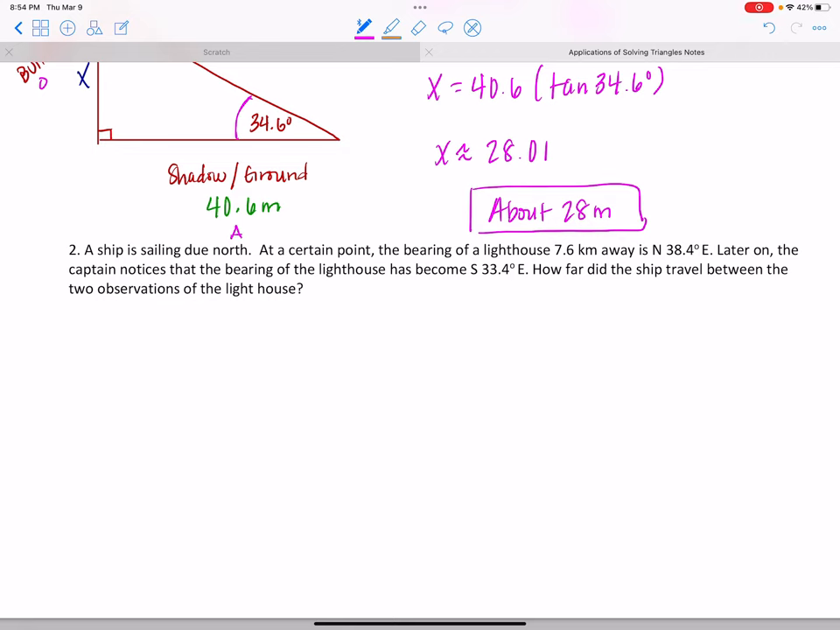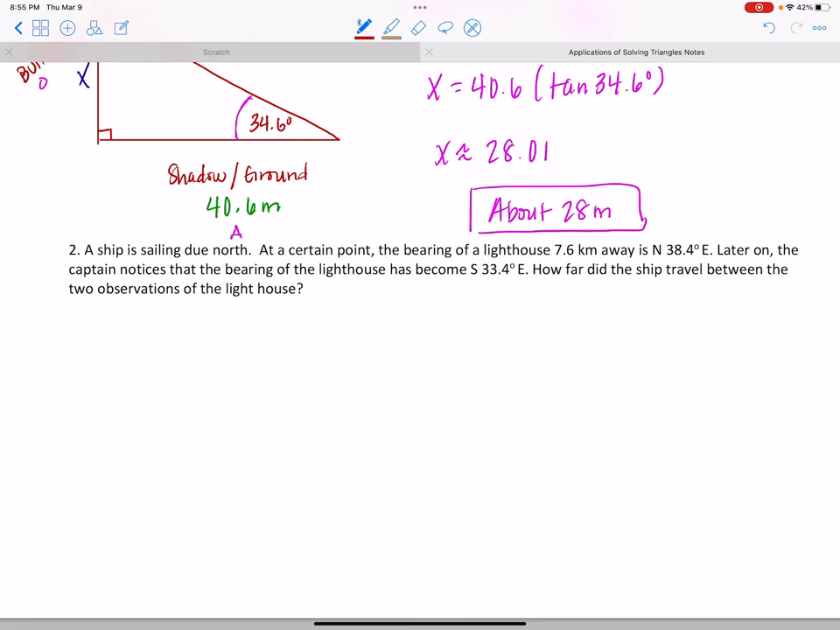So, number 2. A ship is sailing due north. At a certain point, the bearing of a lighthouse 7.6 kilometers away is north 38.4 degrees east. Later on, the captain of this sailing ship notices that the bearing of the lighthouse has become south 33.4 degrees east. How far did the ship travel between the two observations of the lighthouse?